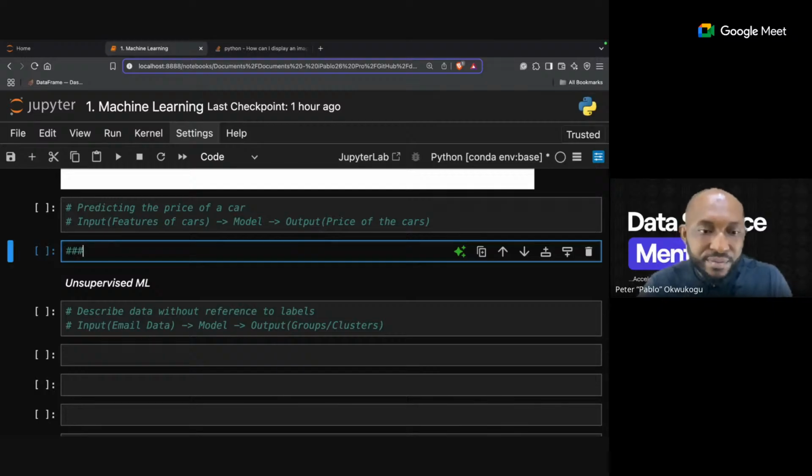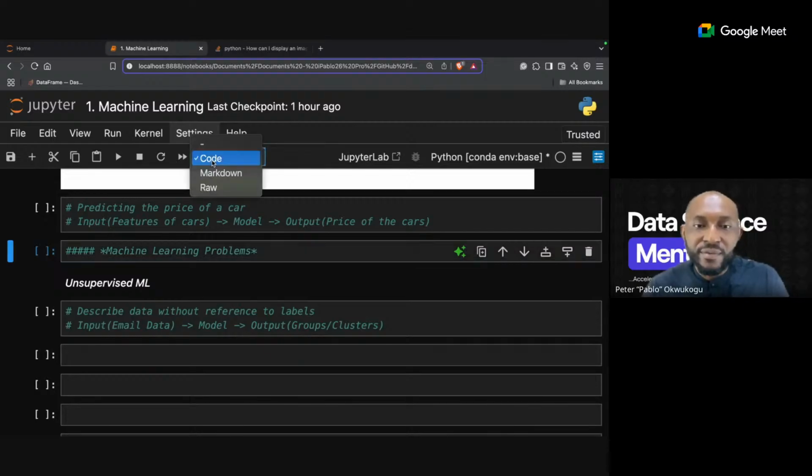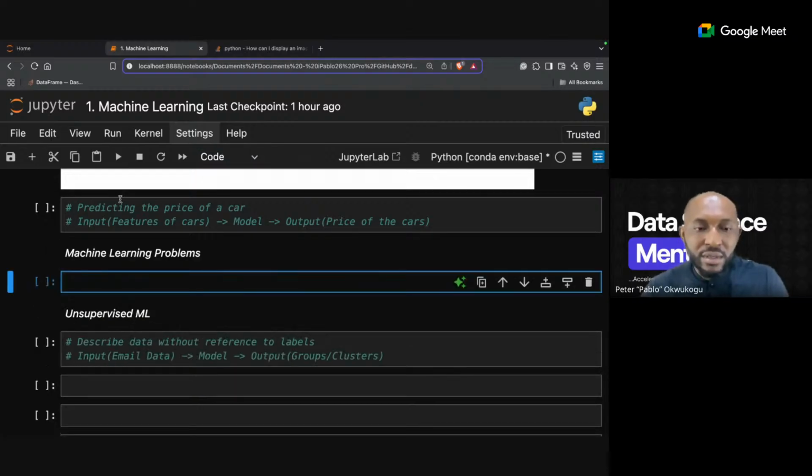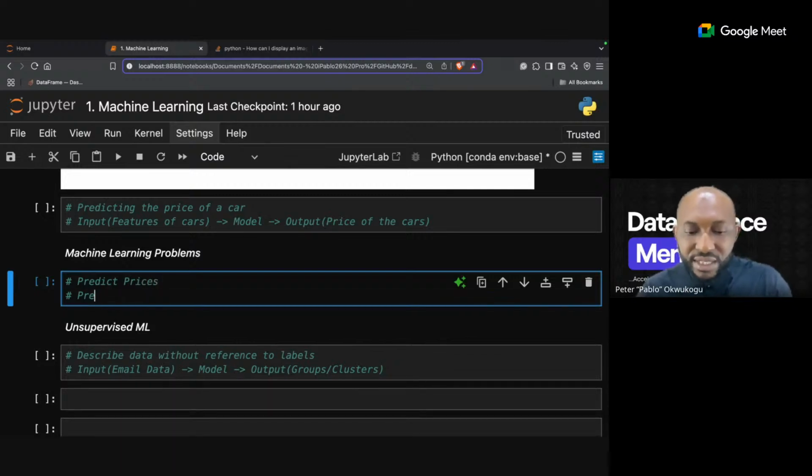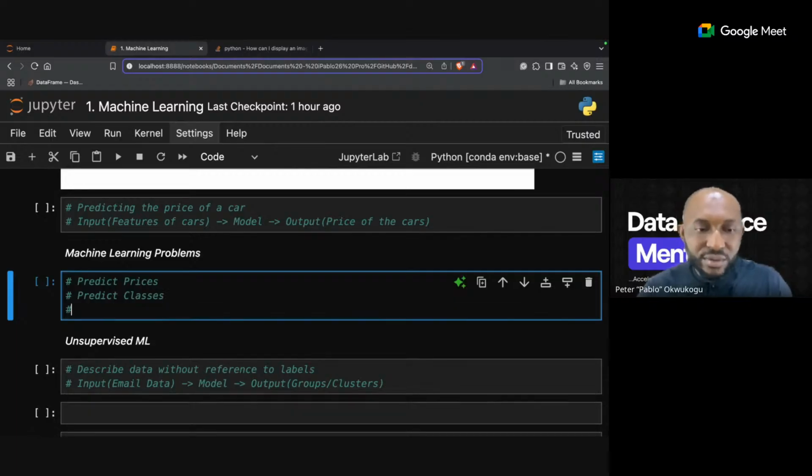So it's ideal to also talk about machine learning problems. Your question is really great. These are basically the problems machine learning can solve, right? So you can see these are the different ways we can start to think about what we are trying to solve for. We're trying to predict prices. We're trying to predict classes. We're trying to figure out groups, right?